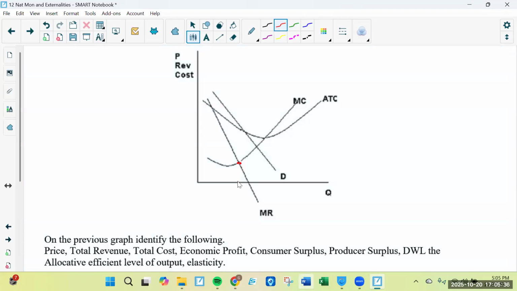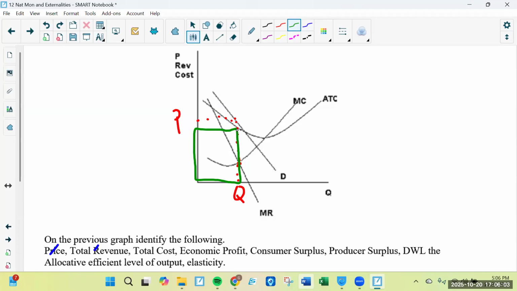Okay. All firms produce where MR equals MC. That gives us our quantity. Price comes from the demand curve, so you go up to the demand curve to get that. Total revenue is P times Q. So this whole big area right here is total revenue. Total cost is ATC times Q. So total cost is at that quantity where it hits the ATC. So there's your total cost right there.